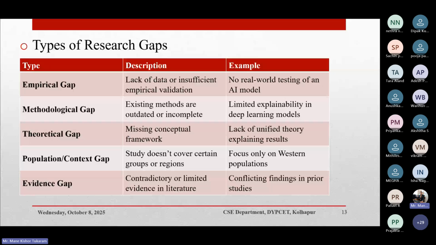Then second, methodological gaps. So methodological gaps means what? From the existing methods, which limitations can be identified?